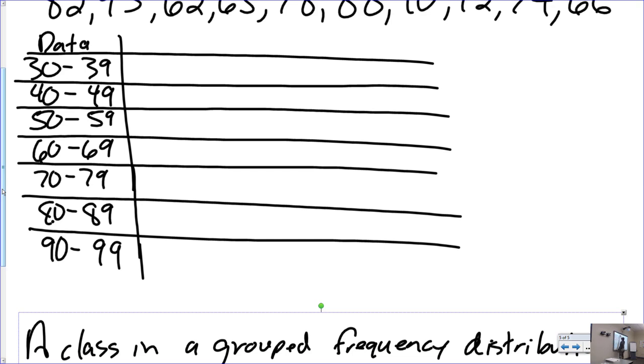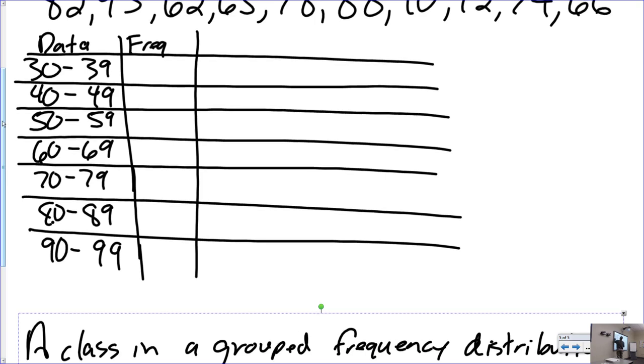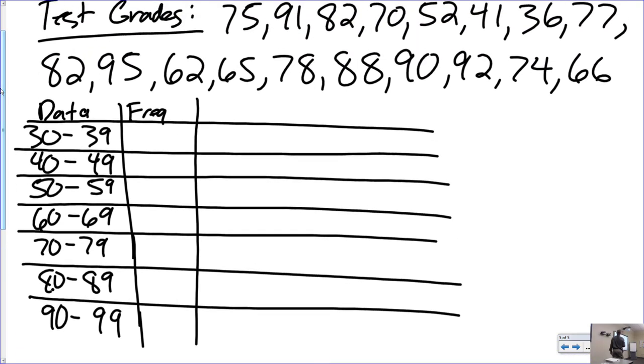But the very first column is just what you expected it to be, frequency. So how many numbers are there between 30 and 39? One. How many are there between 40 and 49? Between 50 and 59? Oh, I put one in there. Damn. One. Between 60 and 69? How many between 70 and 79? Five. 80 and 89? Out of these, 90 to 99? Four.